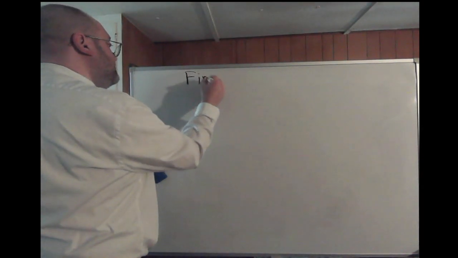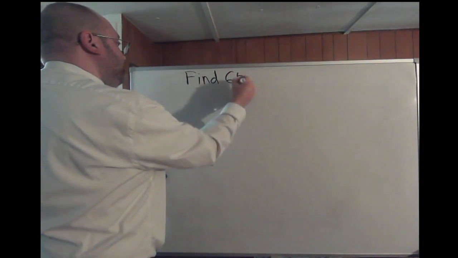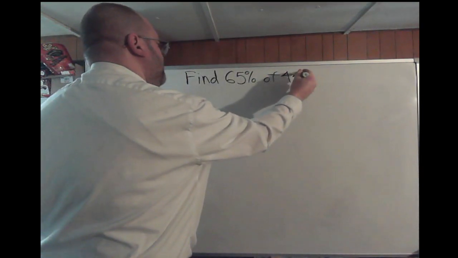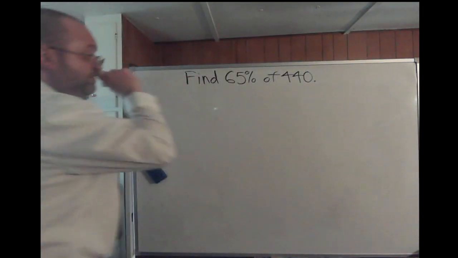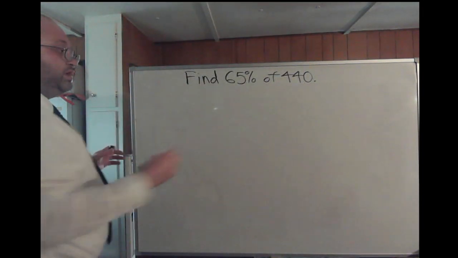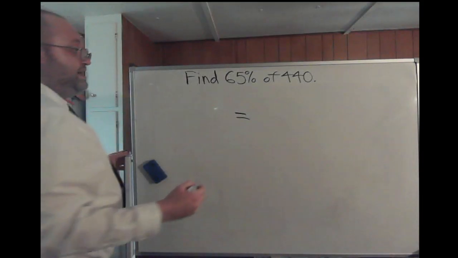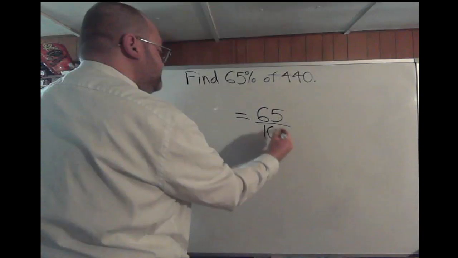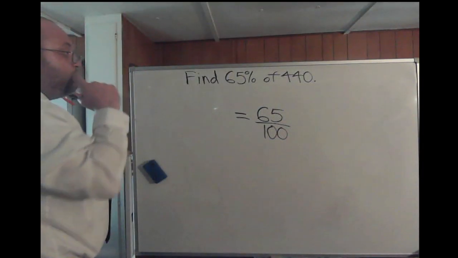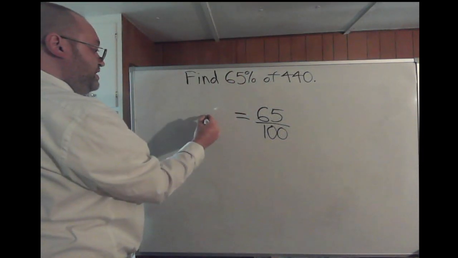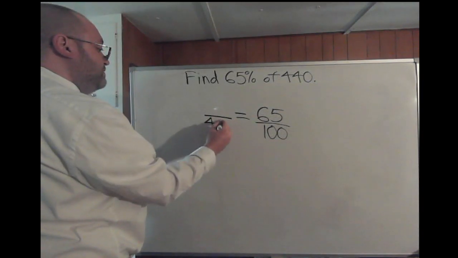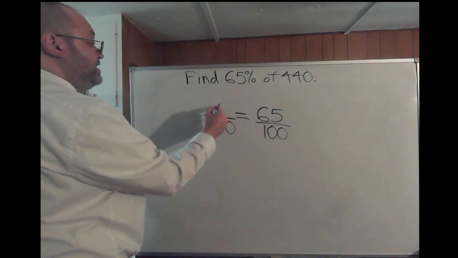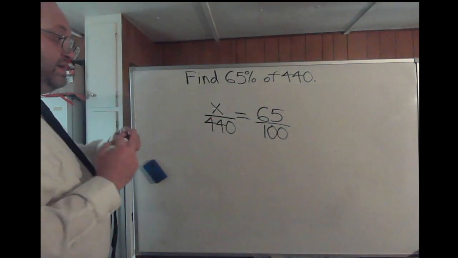Find 65% of 440. Alright, so we got to find 65% of 440. Well, we know the right-hand side, the ratio is going to be 65 out of 100 because it's 65%. On the left side, your denominator is going to be 440 for that ratio. What we don't know is the number that's 65% of 440.